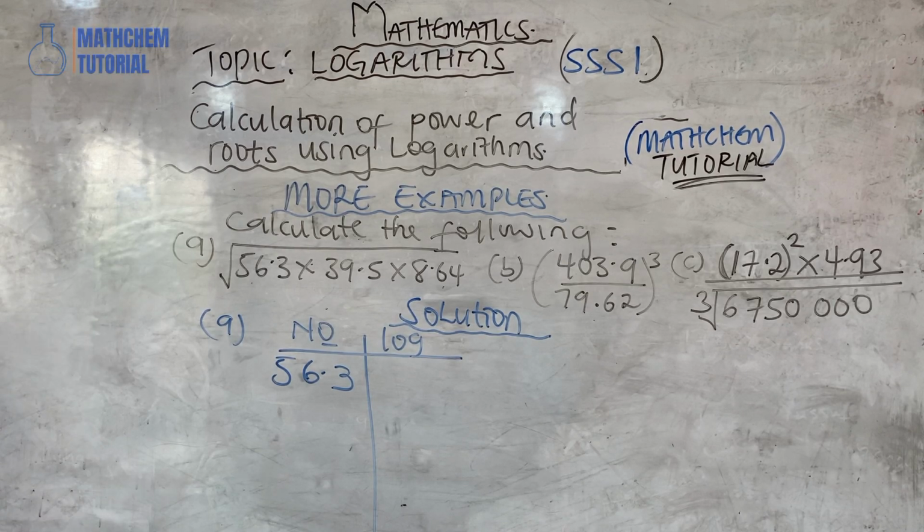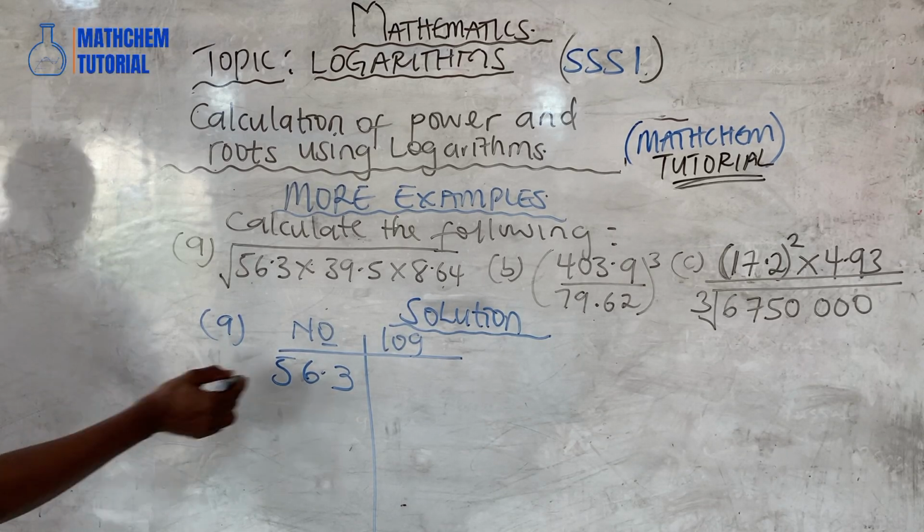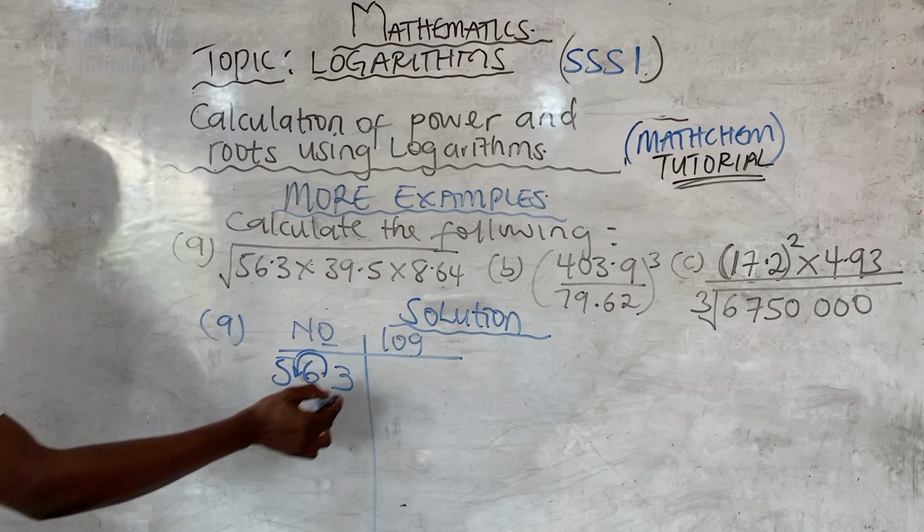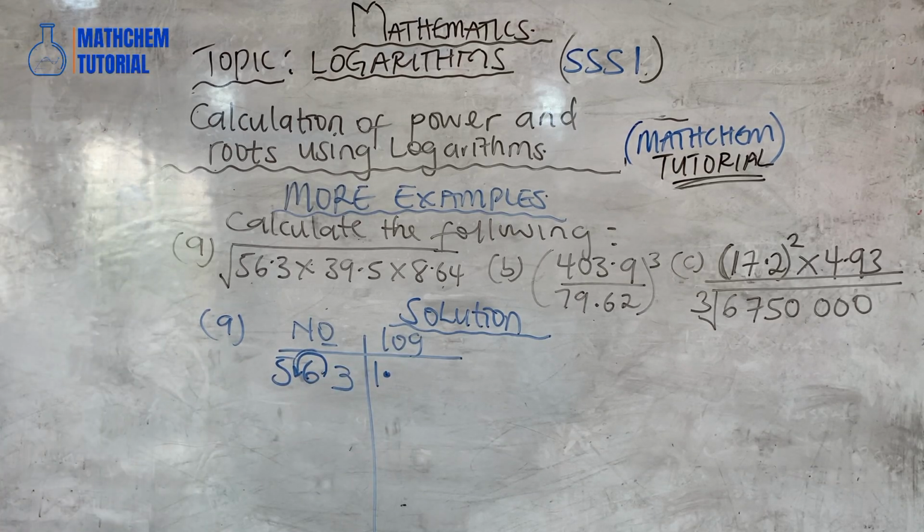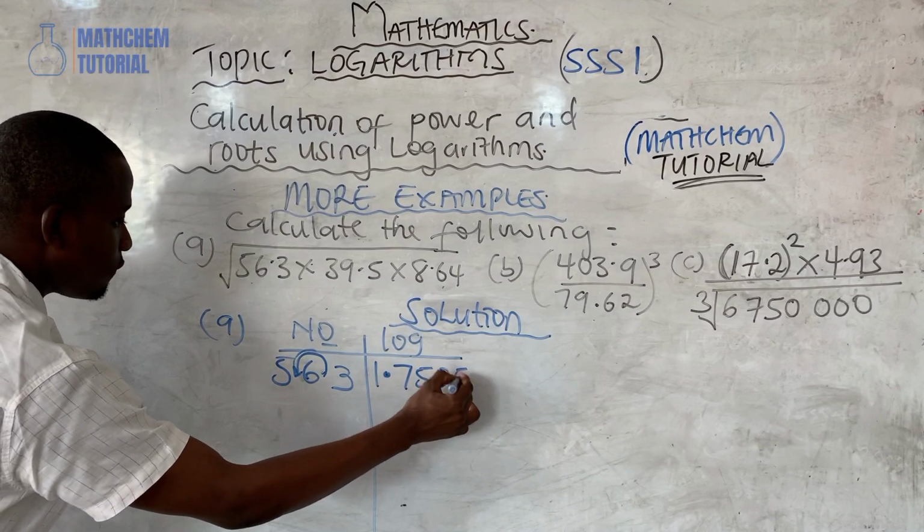Now, this is the solution. We have the number and the log. 56.3. What do we do first? This decimal point is not at the appropriate place. Then you need to shift it to the first positive integer. So shifting it once, we have it as 1 point. Then on our logarithm table, we are going to check 56 under 3, difference nothing. 56 under 3 gives us 7505. So I will come here and write 7505.